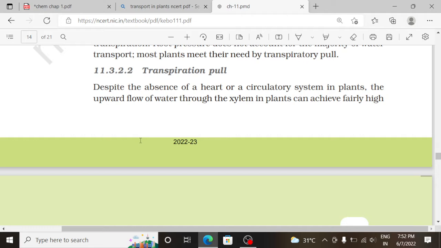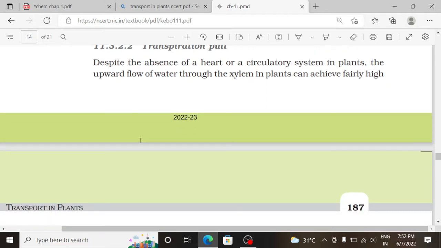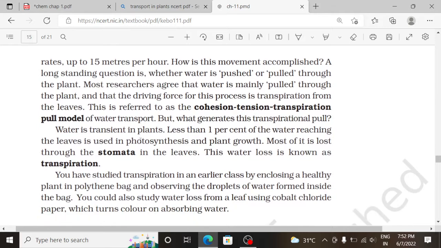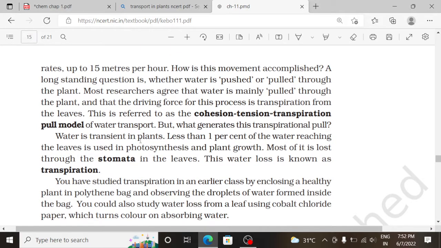So despite the absence of a heart or a circulatory system in plants, the upward flow of water through the xylem can achieve fairly high rates, up to 15 meters per hour. How is this movement accomplished? A long-standing question is whether water is pushed or pulled through the plant. Most researchers agree that water is mainly pulled through the plant, and that the driving force for this process is transpiration from the leaves. This is referred to as the cohesion-tension transpiration pull model of water transport.